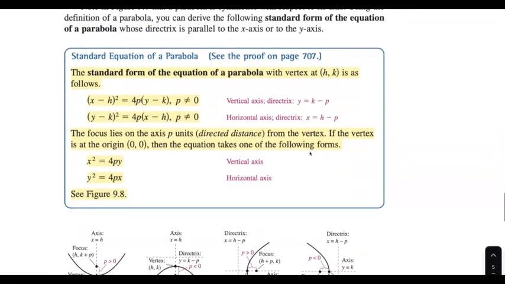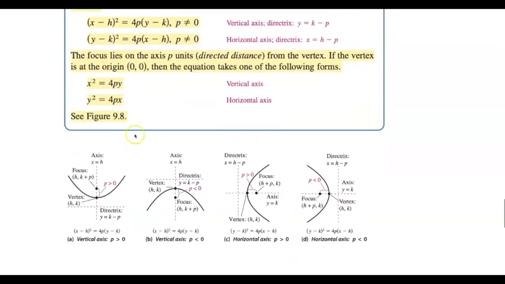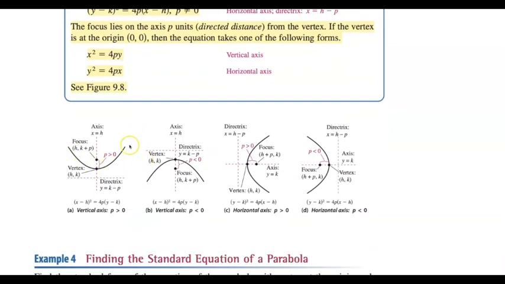Now there's two equations for a parabola. There could be a y squared graph and there could be an x squared graph. The x squared one is the one we're all used to. It's a parabola that opens up or opens down. The y squared ones are going to open sideways. They're going to open right or open left.